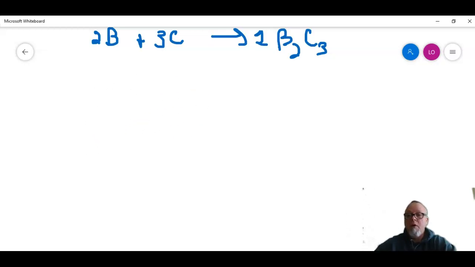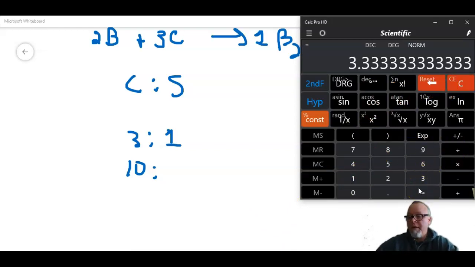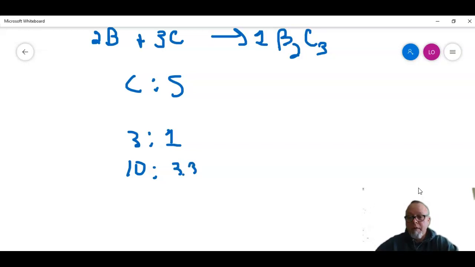So now if I wanted to know between cheese and sandwiches, the cheese has a coefficient of 3, and sandwiches have a coefficient of 1. So it's 3 to 1. If I gave you 10 pieces of cheese, how many sandwiches can we make? It's simply 10 times 1, which is 10, divided by 3, which is 3.3 repeating. So I can make 3.33 repeating.